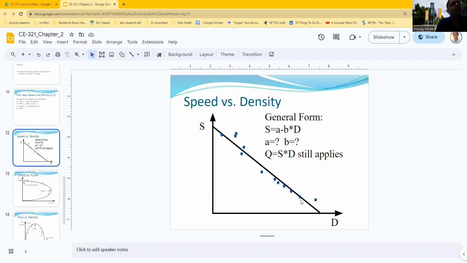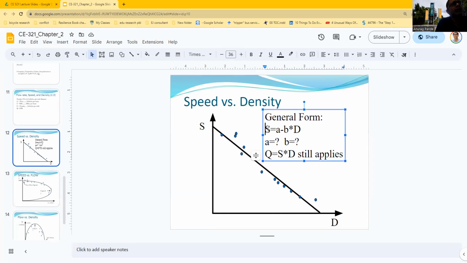And then you could have other relationships. For example, this is another independent equation: S is equal to A minus B times D. And I talked to you about how speed and density are variables in this relationship, while A and B are constant parameters of this relationship that can be derived based on the slope and intercept.